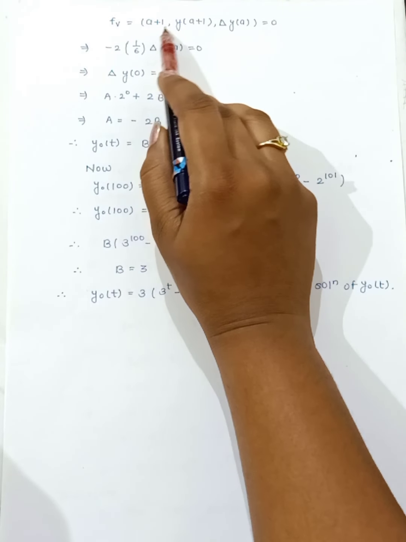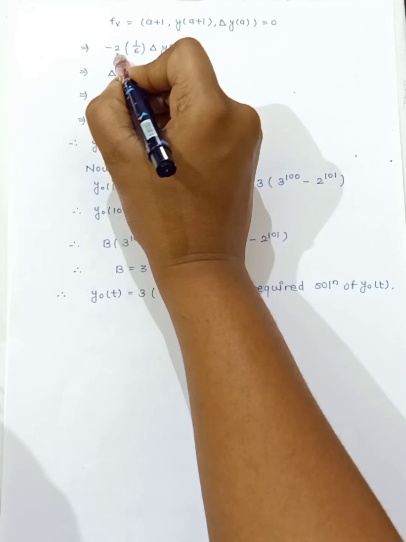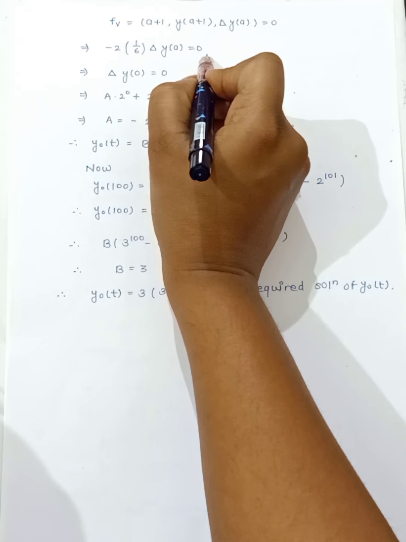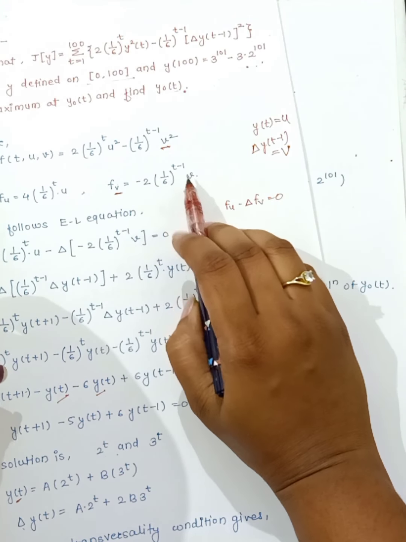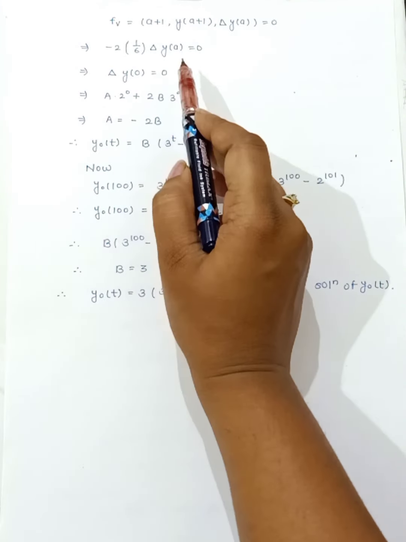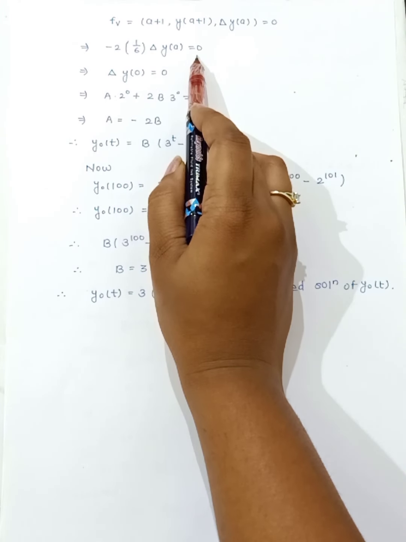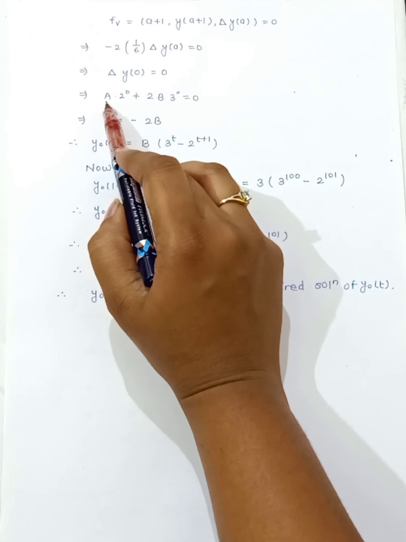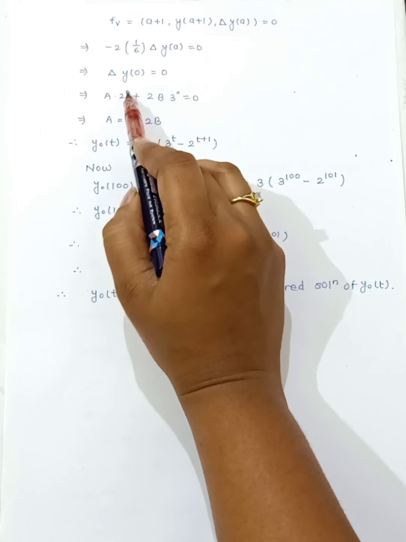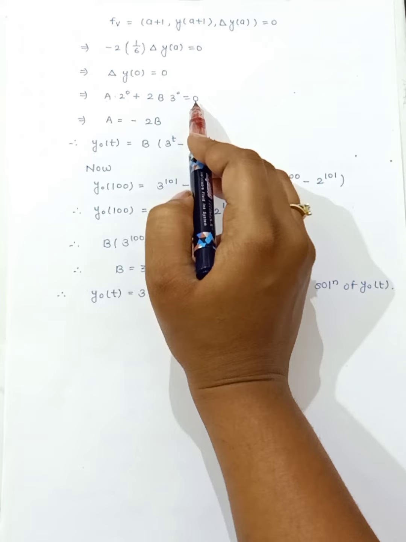f_v equals minus 2 into (1/6)^(t-1) into v. So this is the f_v and delta y of 0 equals 0. We have shifted this to this side. Then delta y of 0 equals 0. Therefore a into 2 to the power 0 plus 2 into b into 3 to the power 0 equals 0.